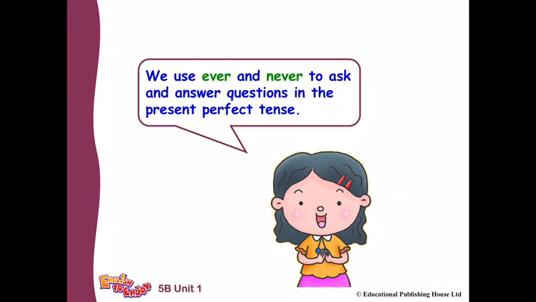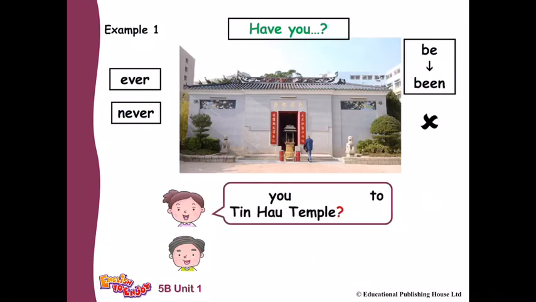How do we ask or answer questions in present perfect tense? We can use ever to ask questions in the present perfect tense. When the answer is negative, we use never. Now, let's look at example 1. The box on the top tells us that we use have you to ask the question about the picture. You can use ever or never to ask and answer questions in the present perfect tense.